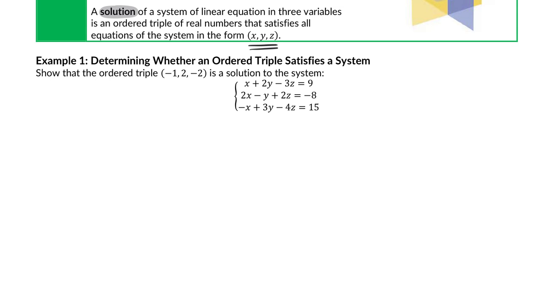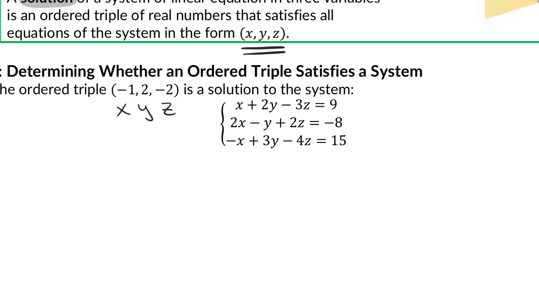To show that an ordered triple, or an ordered pair for a 2-variable system, is a solution to the system, what we have to do is plug in the x, the y, and the z into all of the equations and make sure they come up with true mathematical statements. So all day, it's going to be very helpful if we keep our notes nice and organized and we label what we're working with.